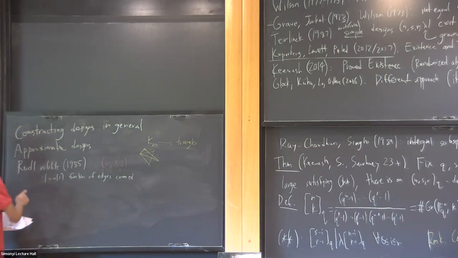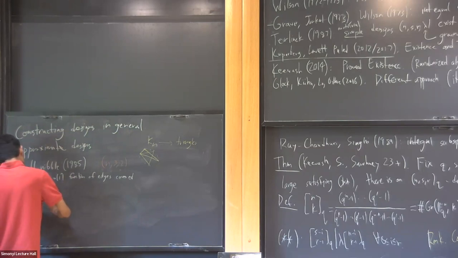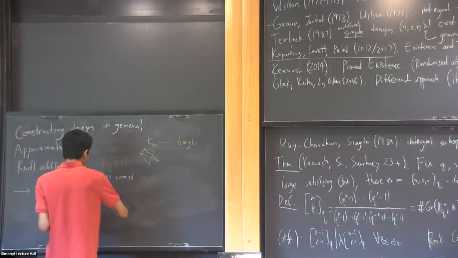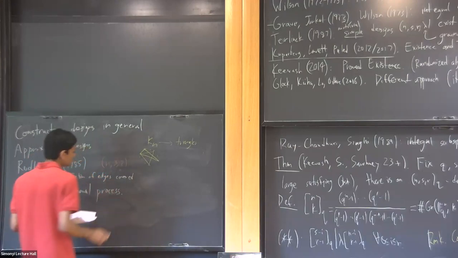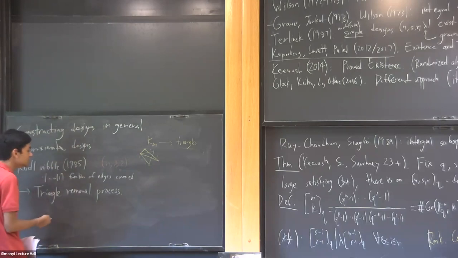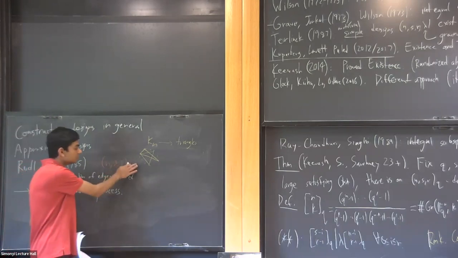And perhaps, I guess, in more modern times, there's an approach using the triangle removal process, which is often going to be analyzed via martingale techniques. So again, you can sort of think of this as a randomized algorithm, but instead of Rödl's nibble, this is actually very straightforward to understand. All you do is you look at the graph.